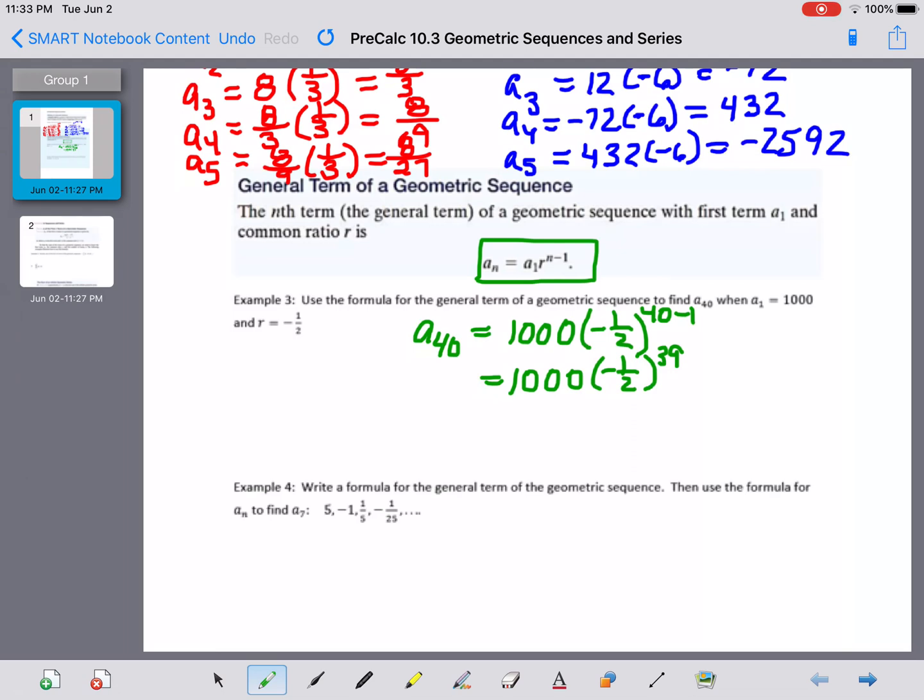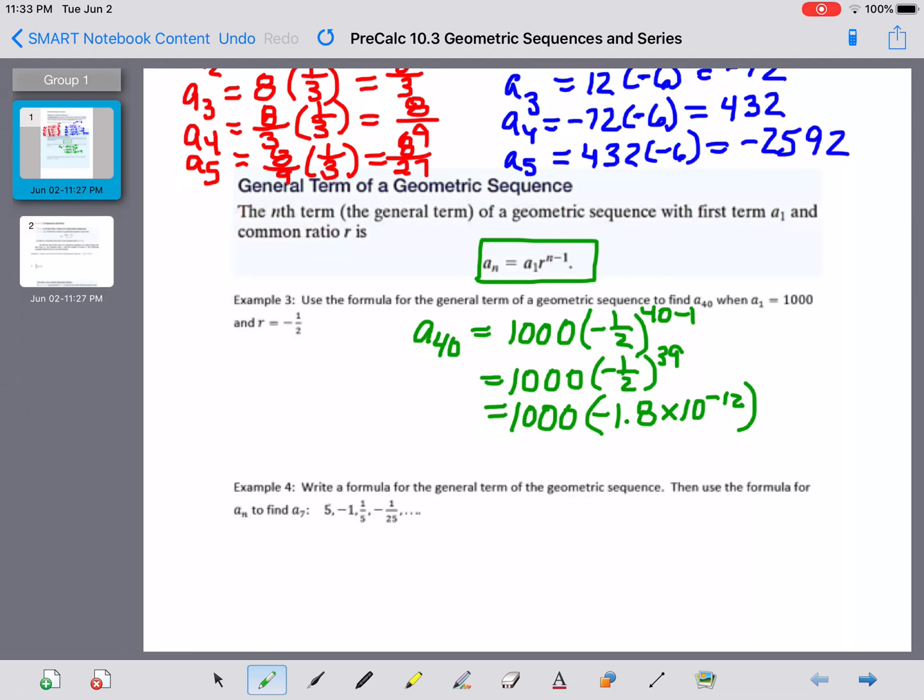Remember that little caret key can be your "to the," right? And then I can type 39th power. And when I do that, I get this huge scientific notation decimal, okay? So I have 1,000, and I get this value of, I'm going to round because I need to, negative 1.8 times 10 to the negative 12th power.